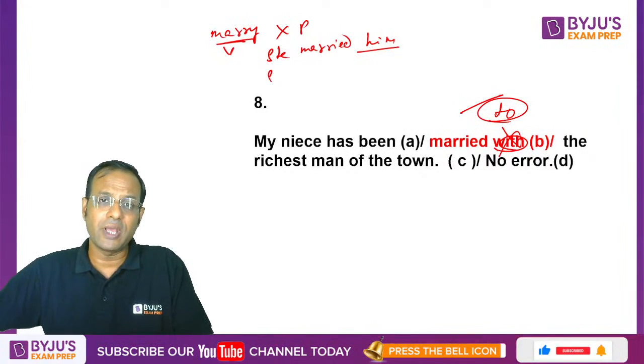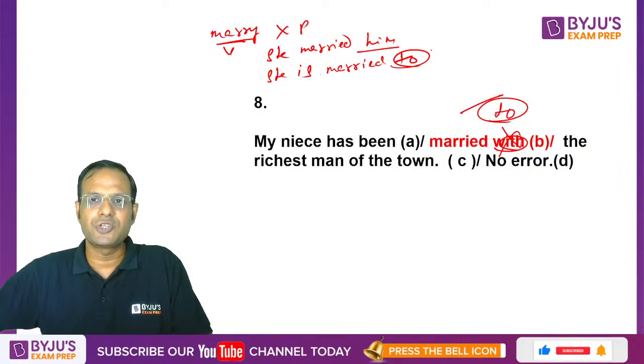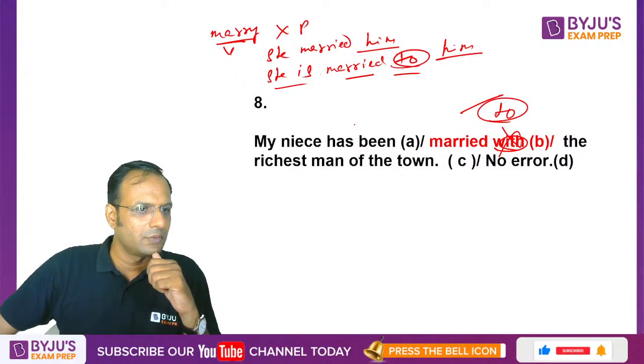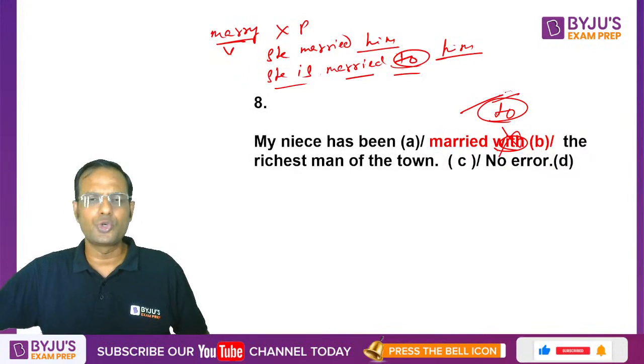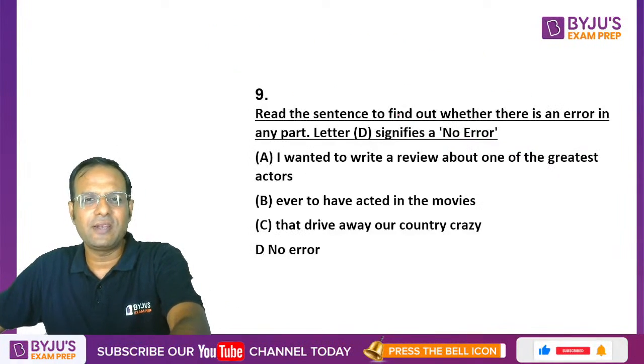But the moment you say she is married, now you will take a preposition: to him. She is married to him. All right? Okay. Absolutely, Virat. In place of with, use to. This was the answer. Let us now look at the next question.